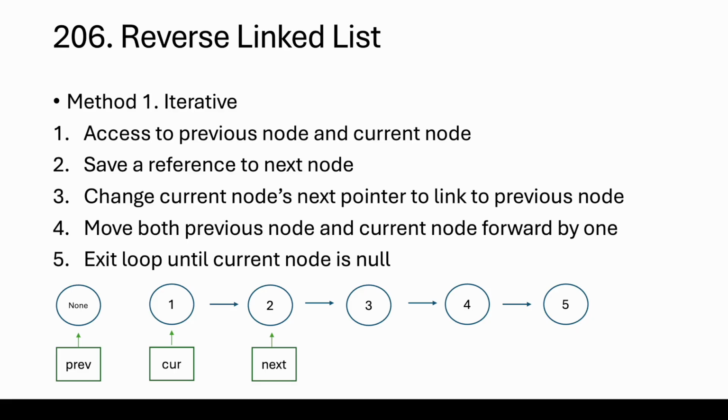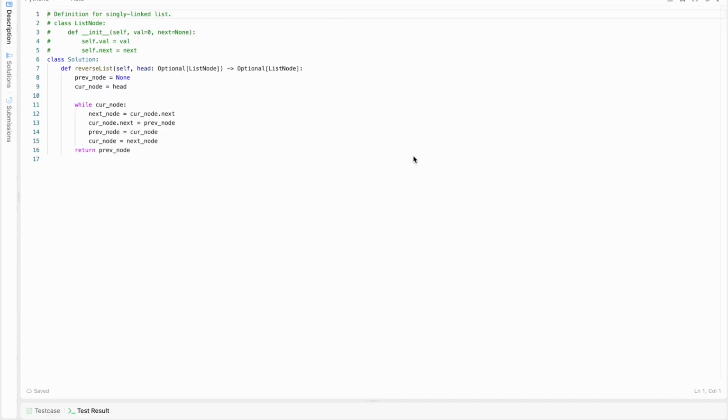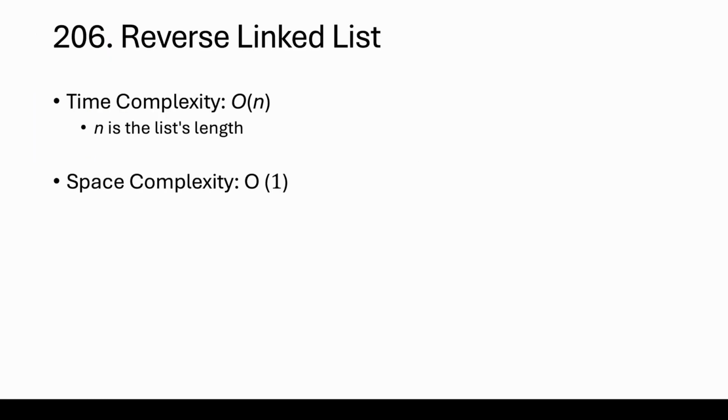Eventually, we exit the loop when the current node is null. This is the coding part. Time complexity is O of n, space complexity is O of 1.